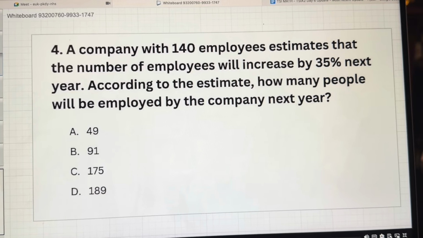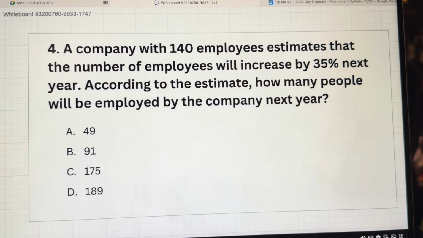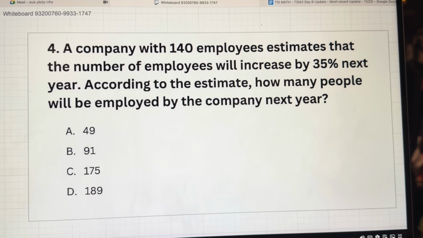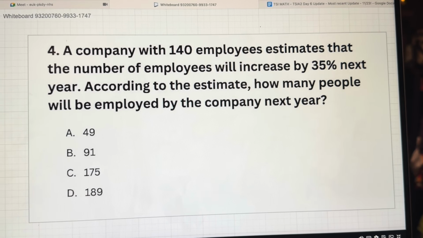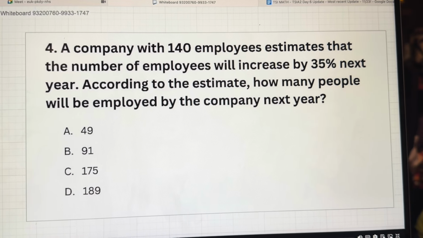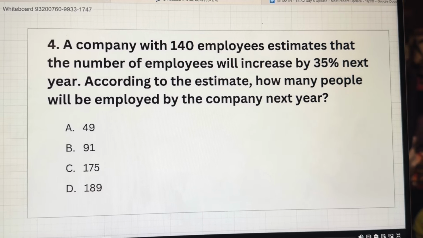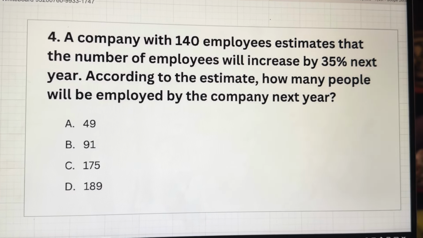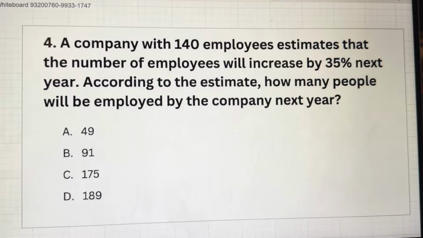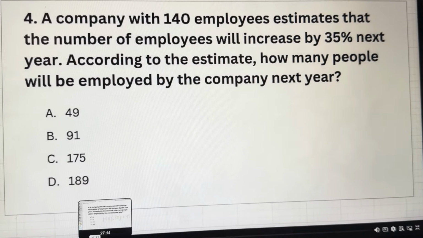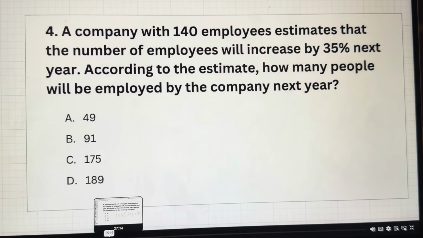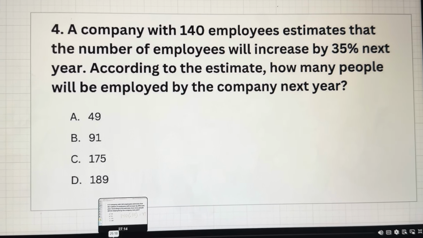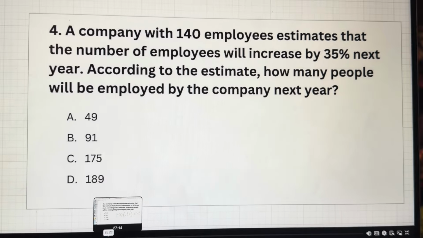So that means increasing. A normal way, multiply 140 by 35, and it will come 189. Let's see how multiplying this here. Plug the values. The number of employees will increase by 35% next year. According to the estimate, how many people will be employed by the company next year?